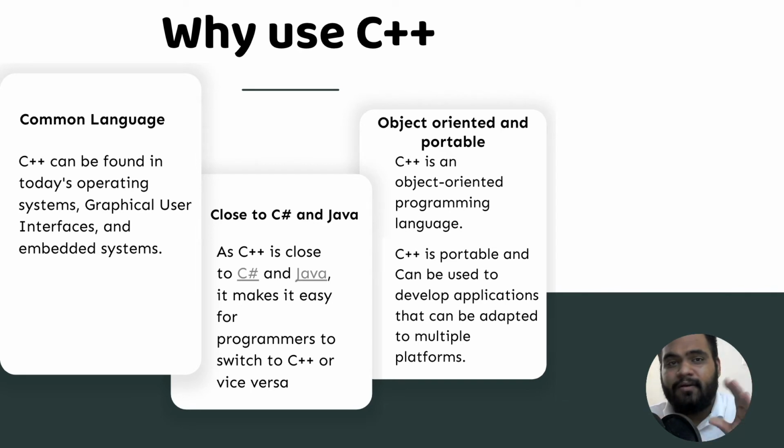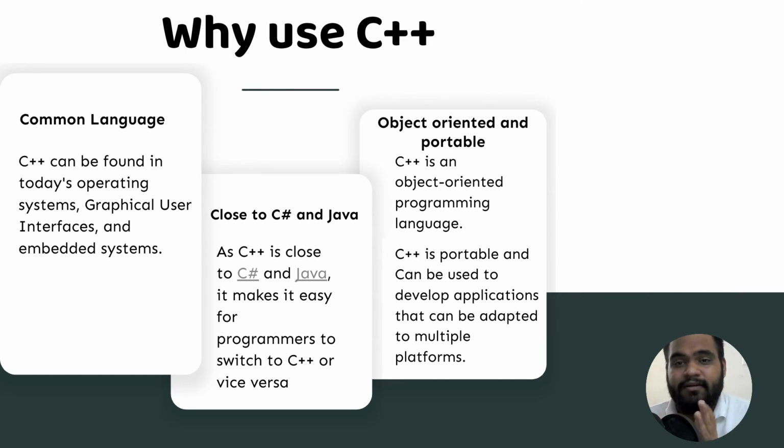So it's a very common language which can be found anywhere around hardware and software. It's also very close to C# and Java, which makes it easier for programmers to switch to C++ or vice versa. If you're doing C++ and you want to shift to C# or Java, you can do that. If you're just starting, you can obviously start with any language, even C# or Java, and move further. It makes it very easy for anyone in the industry to jump from one to the other, which explains a lot of its use in the industry.